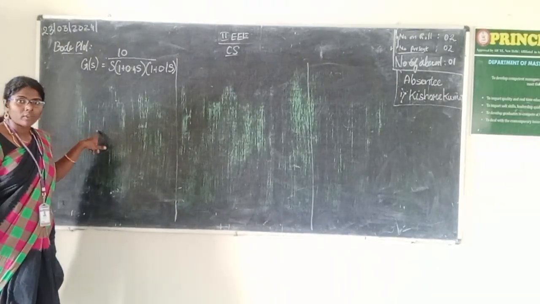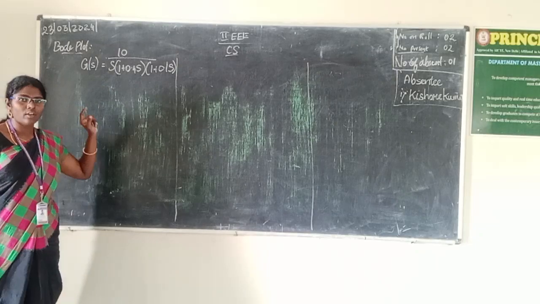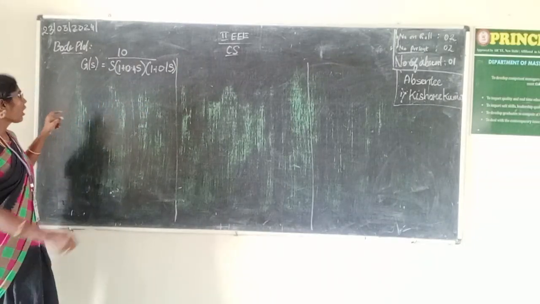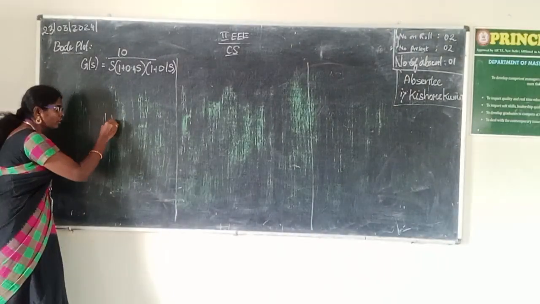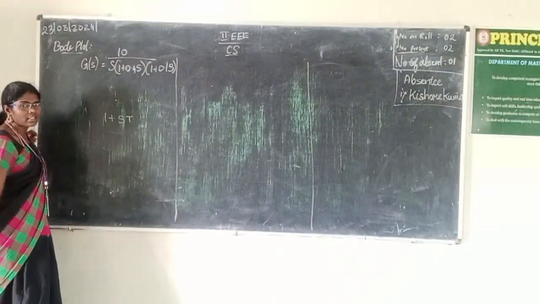Construction of Bode plot. I have already taught you a problem. Okay, so here also we are going to see one more problem with one more pole. How should the equation be in the form of the denominator? It should be in the form of 1 plus s into t. First you have to check whether it is in this form.